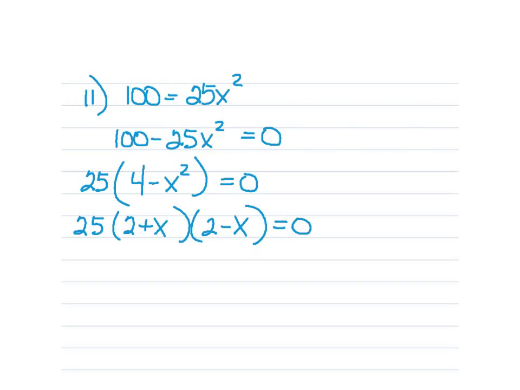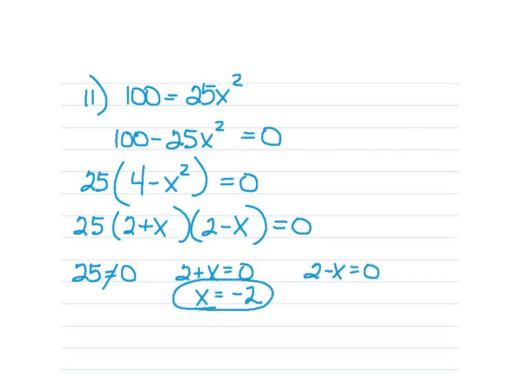Zero product property says that one of those three has to be equal to 0. If not, all three have to be equal to 0. So our first one, 25 equals 0, we know that's not a legitimate solution. But we can solve for the other two. 2 plus x equals 0 and 2 minus x equals 0. Let's solve. Subtract 2 on both sides, so x equals negative 2. That is a viable solution.